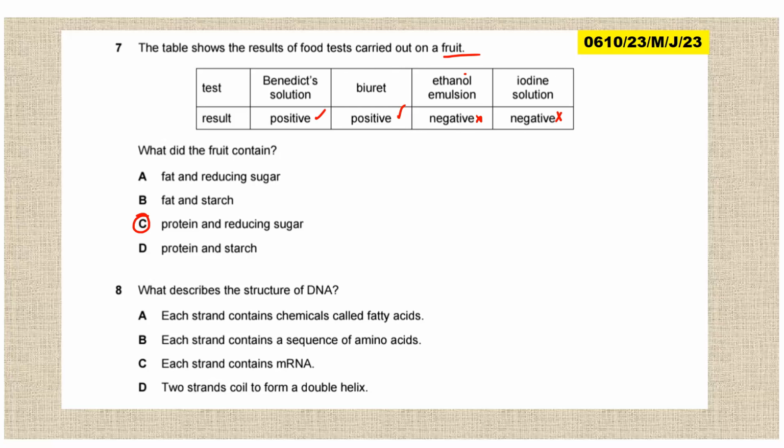Question 8, describe the structure of the DNA. So how is the structure of the DNA? Each strand coils, or each strand contains chemicals called fatty acids. No, each strand contains a sequence of amino acids. Each strand contains mRNA. Two strands coil to form a double helix. So two strands coil to form a double helix. But is this also possible? What makes B the wrong answer? So which one is the answer here? So put up a debate on this part.